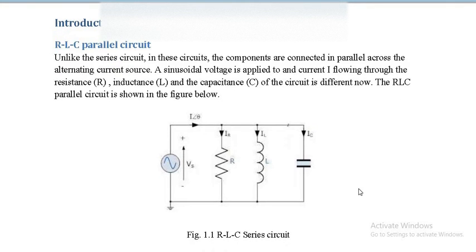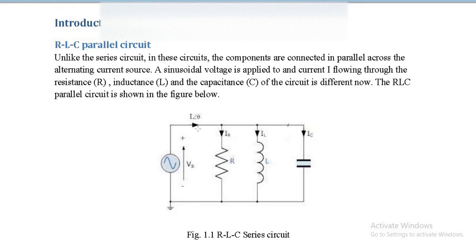Now one thing to be noted when we talk about parallel circuits is that voltage is the common quantity. So voltage across resistance is equal to voltage across inductance is equal to voltage across capacitance. And if you apply KCL at this node, the supply current will be equal to the sum of all these branch currents.